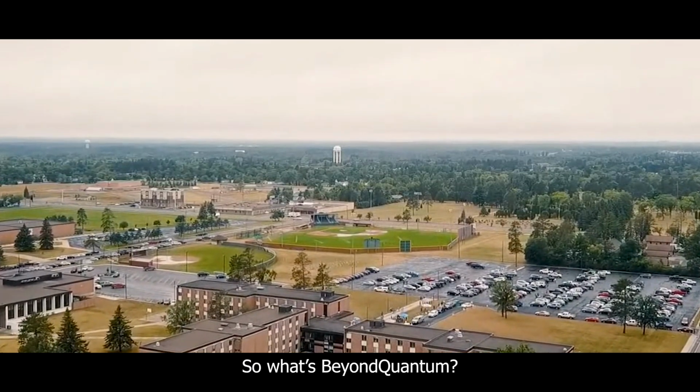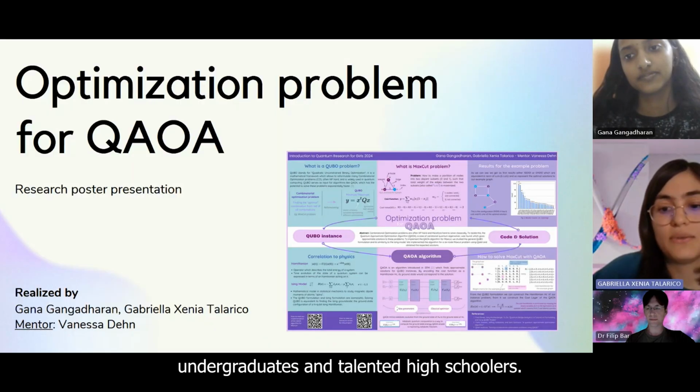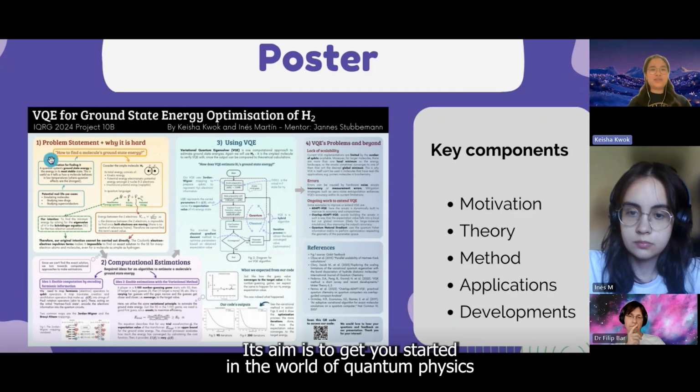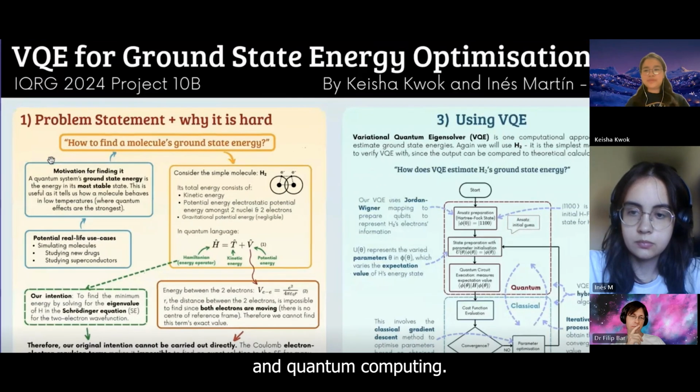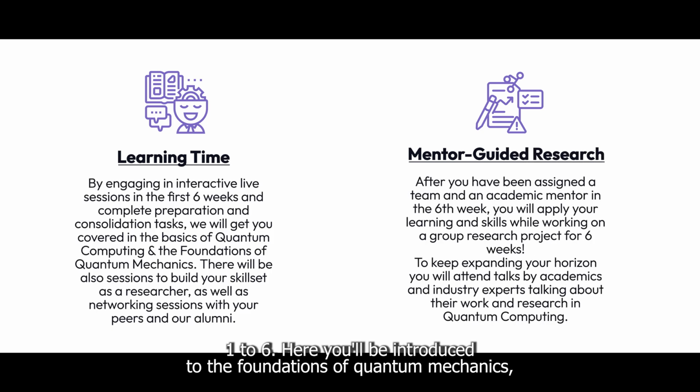So what's Beyond Quantum? It's an international 12-week research program for first and second year undergraduates and talented high schoolers. Its aim is to get you started in the world of quantum physics and quantum computing. We have two stages. The first stage is the core stage. This is weeks 1 to 6.